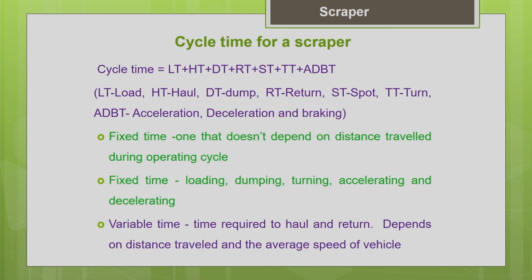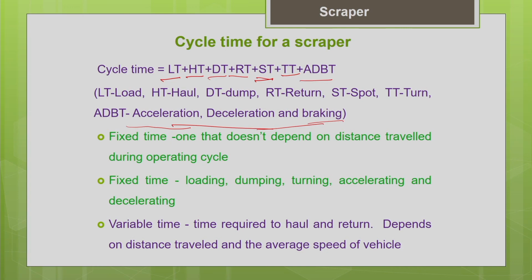So cycle time of the scraper is nothing but load time, haul time, dumping time, return time, spotting, because most of the conventional scrapers are pusher loaded scrapers. So it has to spot the pusher, and that spotting time is also included. Then turning, then ADBT, that means the time needed for increasing the speed or decreasing the speed, time needed for applying the brakes. So all this maneuvering comes under this ADBT: acceleration, deceleration and braking.